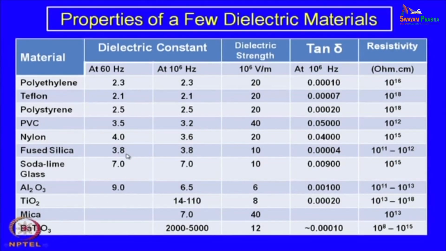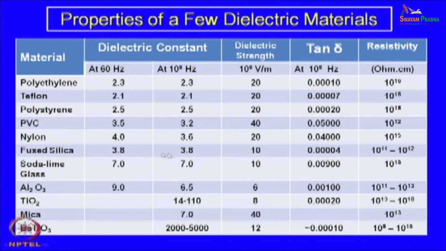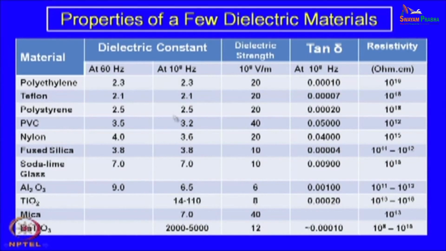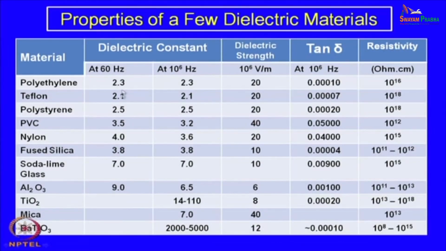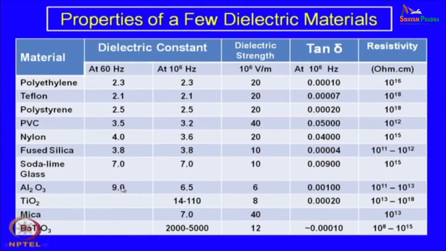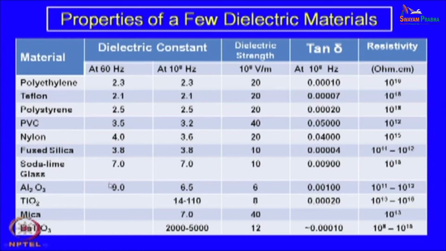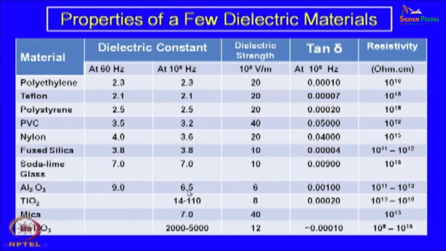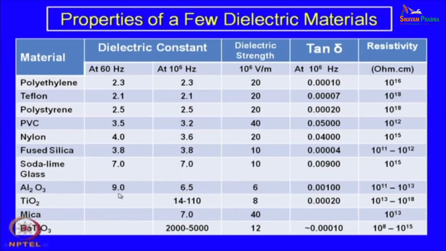For example, fused silica is of course a low dielectric constant, but soda lime silica glass has a higher dielectric constant compared to the polymers, which is more or less in the range of 2 to 4, whereas these are above 7. And in aluminum oxide, as you can see, there is a slight variation even in this range. That means this is 6.5, lower than the low frequency value of 9.